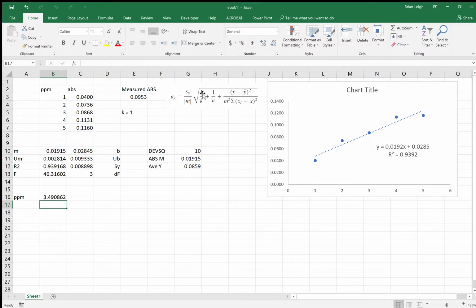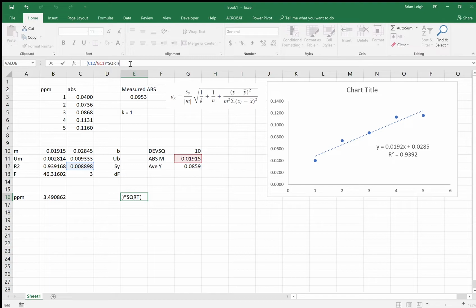So what's our error associated with this? Well, let's break this down. So our error will be our standard deviation of the y values, which is this s of y, divided by the absolute value of m, which is this number here. Okay, return just to lock that in place. So that is going to be multiplied by the square root of the rest of this.